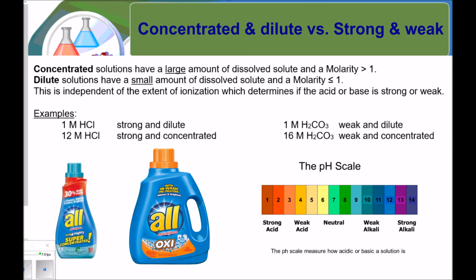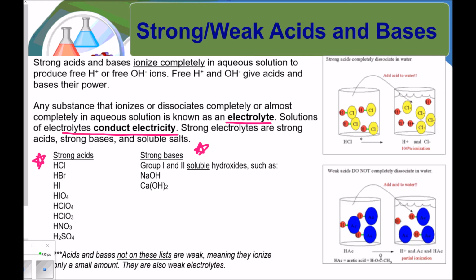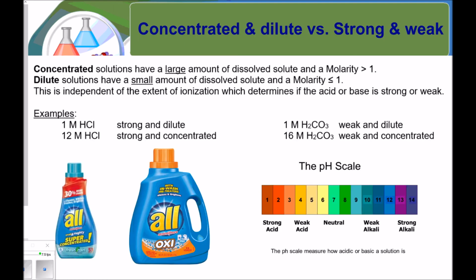Okay, something worth talking about is concentrated and dilute versus strong and weak. I need you to know the difference. We're talking about strong and weak acids and bases. Again, we're talking about the level of dissociation. So this is something you have to memorize. When I'm talking about concentrated versus dilute, I'm talking about how much water is present. So it says, concentrated solutions have a large amount of dissolved solute and their molarity is greater than 1. A dilute solution has a small amount of dissolved solute and a molarity of less than or equal to 1. This is independent of the extent of ionization, so it has nothing to do with if it's strong or weak.